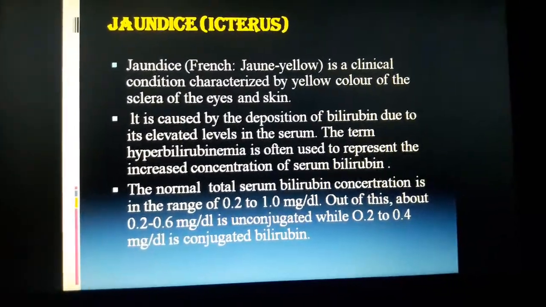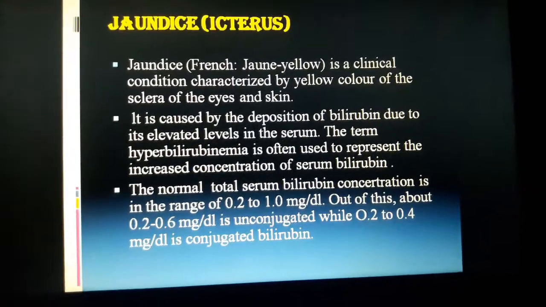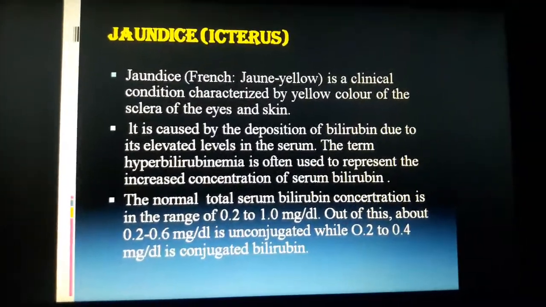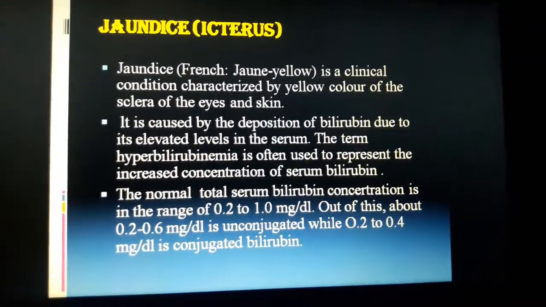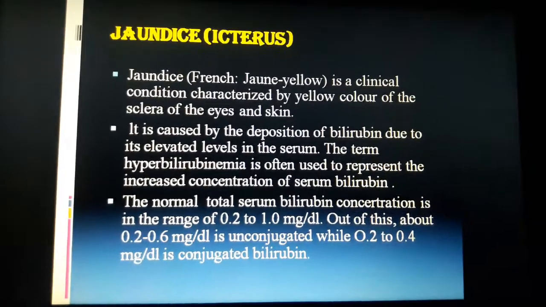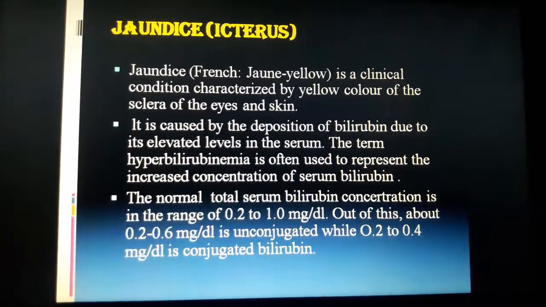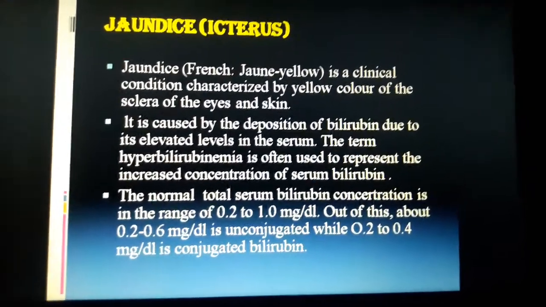The normal total serum bilirubin concentration is in the range of 0.2 to 1 mg per dl. Out of this, about 0.2 to 0.6 mg per dl is unconjugated bilirubin, while 0.2 to 0.4 mg per dl is conjugated bilirubin.